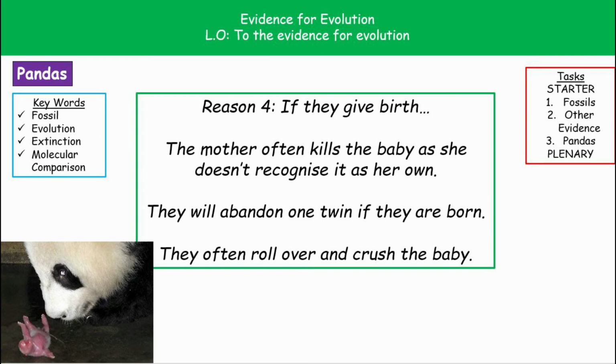If they give birth to twins, amazing. But no, these are giant pandas. If they give birth to twins, they abandon one of them. And quite frequently, when the baby is there, they will just roll over and they will crush that tiny little thing under their body mass as well. So even after they've managed to conceive and give birth, it's still not a guaranteed thing here.